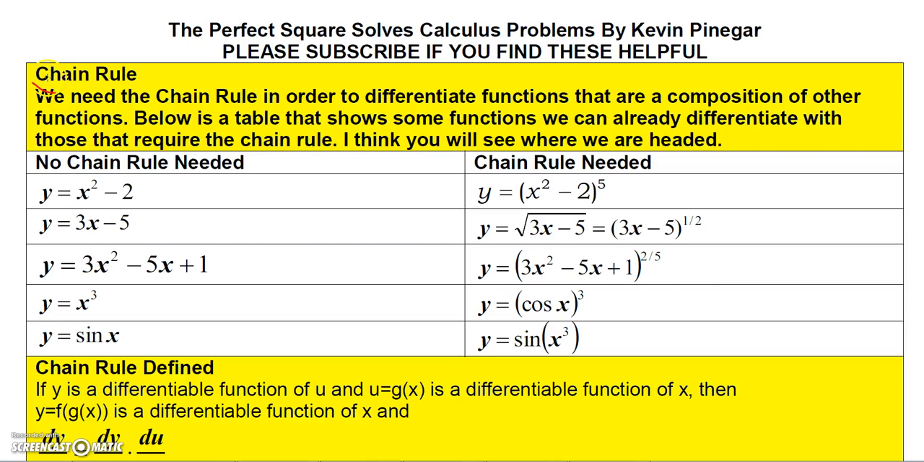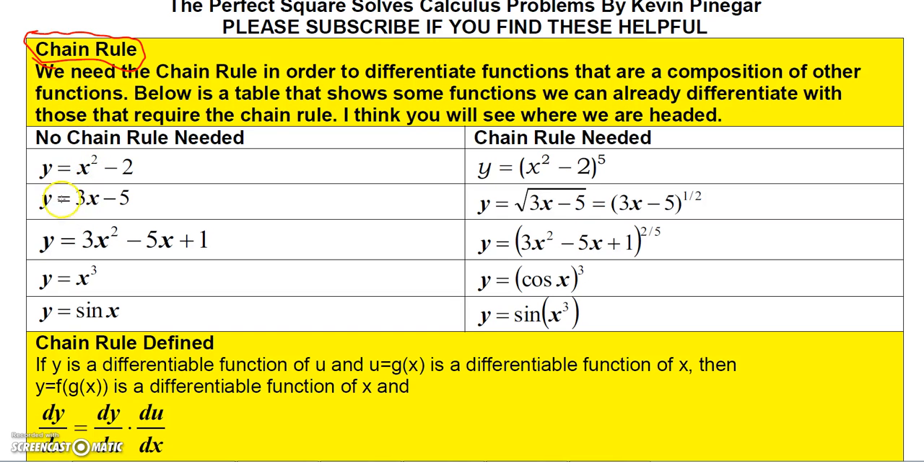So continuing our finding derivatives of functions, we're going to talk about a powerful rule here called the chain rule. Now, the chain rule, we need that rule to find derivatives of compositions of functions. So here, we wouldn't need the chain rule to find the derivative of this binomial. But if this binomial was raised to a power, then we actually do need the chain rule.